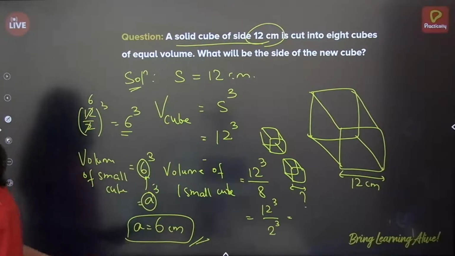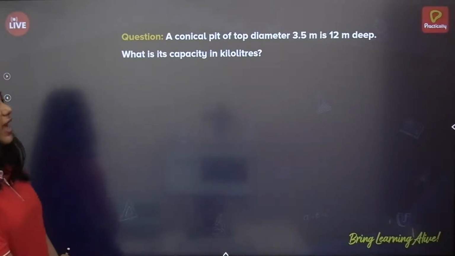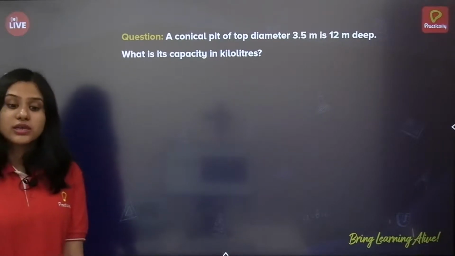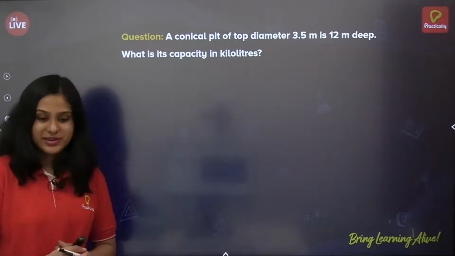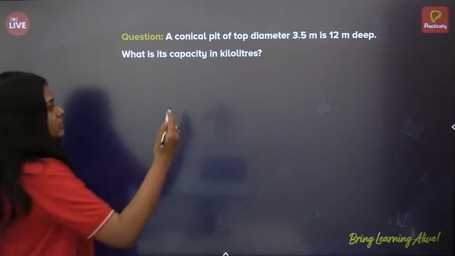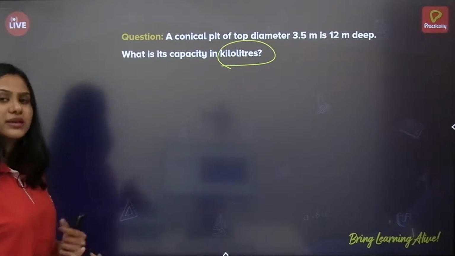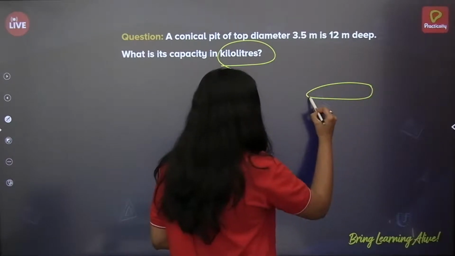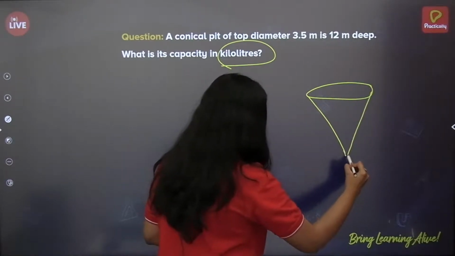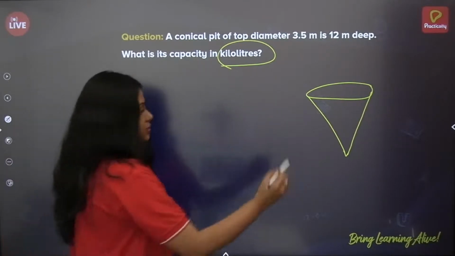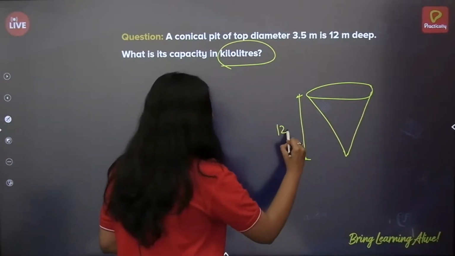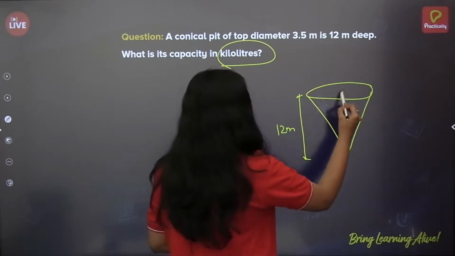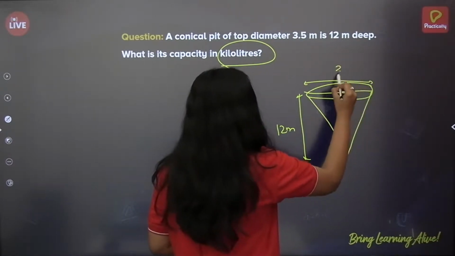Okay, good. Next. A conical pit of diameter 3.5 meters is 12 meters deep. What is the capacity in kiloliters? So, kiloliters. Okay, let us see. First, let us draw a diagram. Conical pit. So, draw a conical pit. Okay, it is 12 meters deep. So, this is 12 meters. And what's the diameter? Diameter is 3.5. If diameter is 3.5, we have to find a radius.